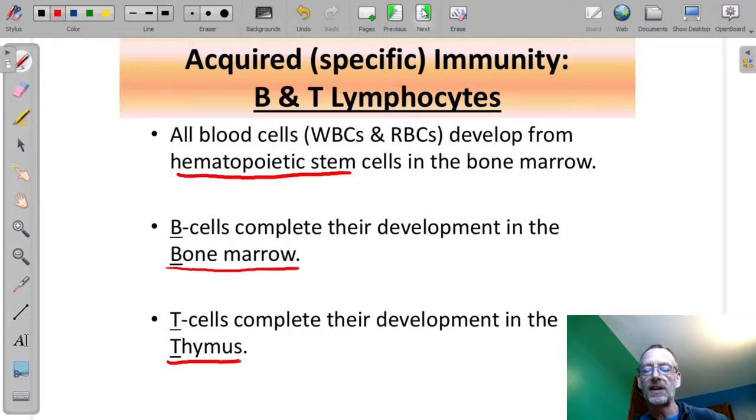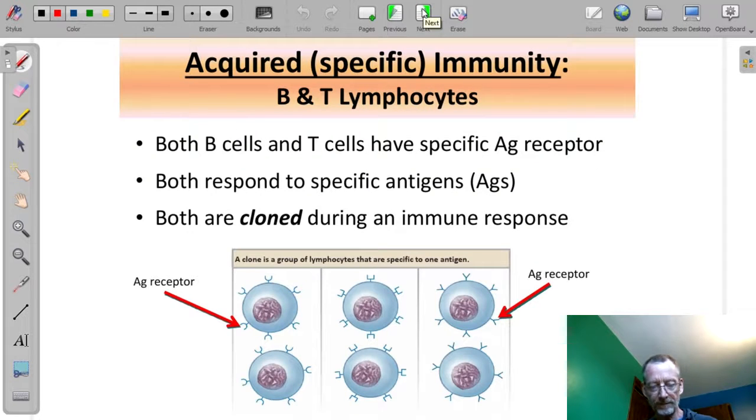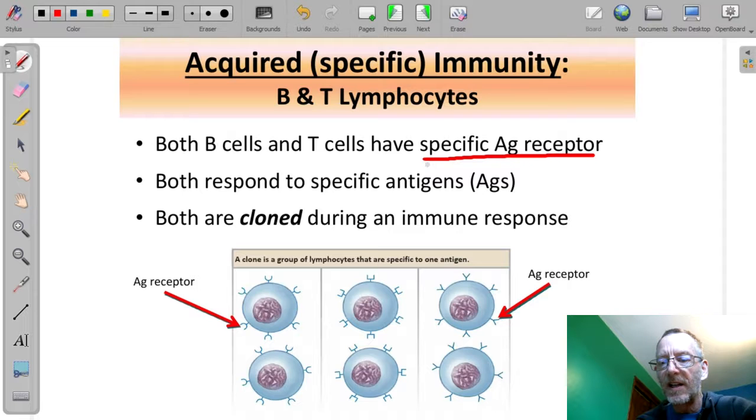So next slide is looking at both B cells and T cells. Both of these are involved with specific immunity. Both B cells and T cells have a specific antigen receptor, and it is incredibly specific. And interestingly, those are generated in the bone marrow during development randomly.